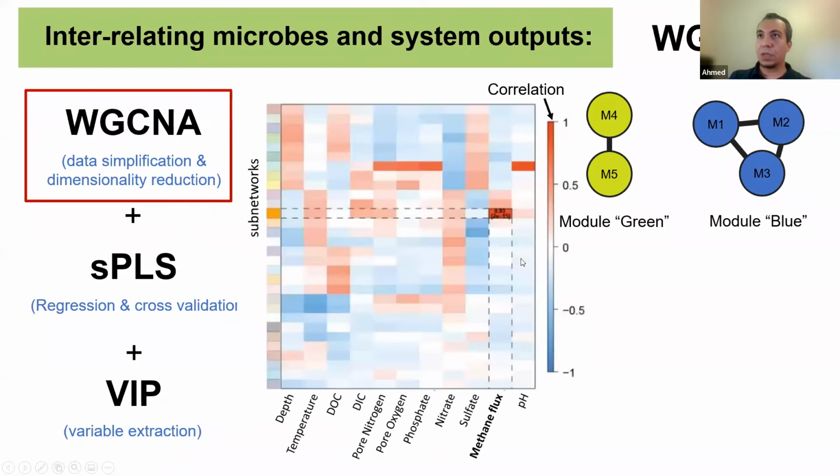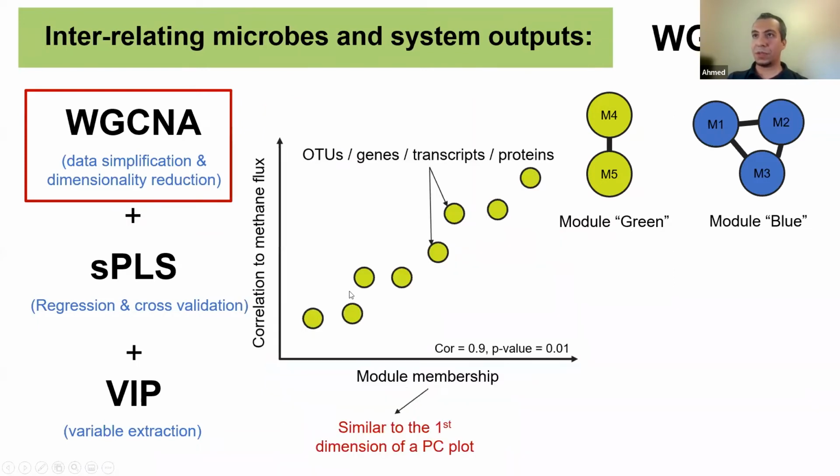I just told you that we are only looking at the orange module here from this whole set of modules in our network. So these are the dots from the orange module. Each dot here represents a different OTU, gene, transcript, or protein, okay? And what you have here on the x-axis is what we call the module membership. So how robust or how confident you are that this taxon or protein exists in this module.